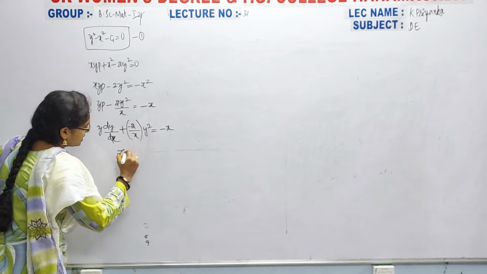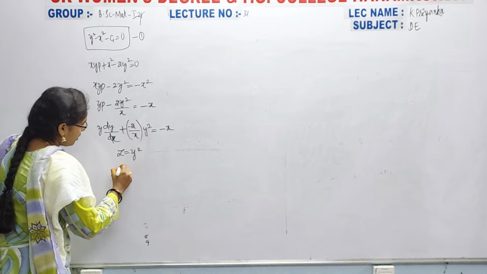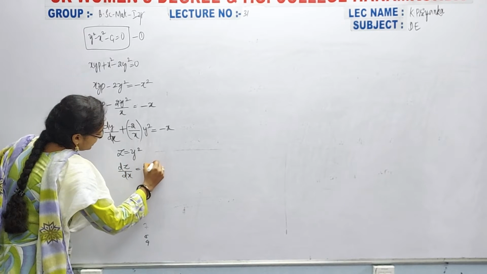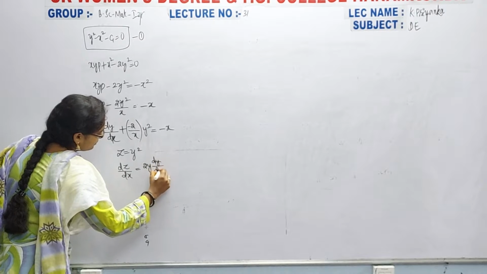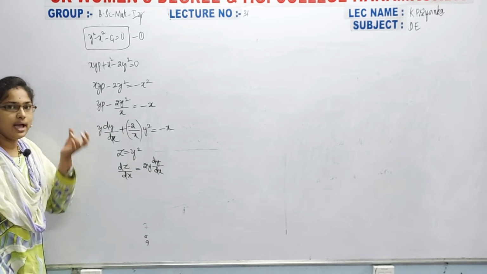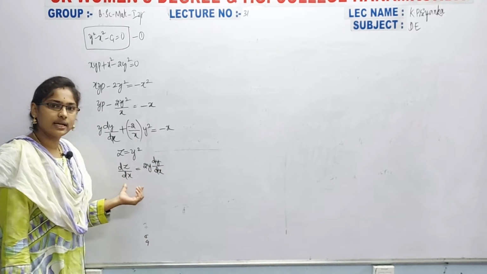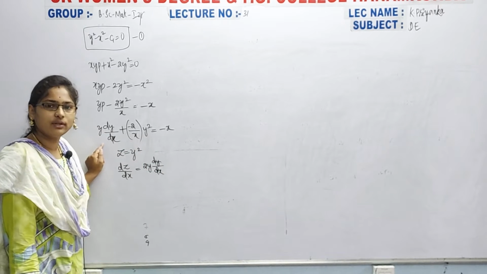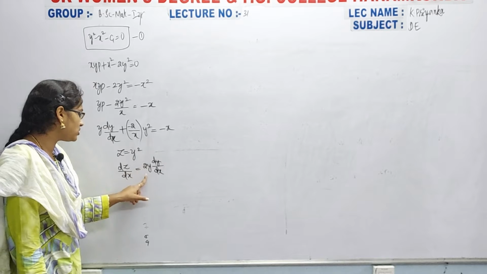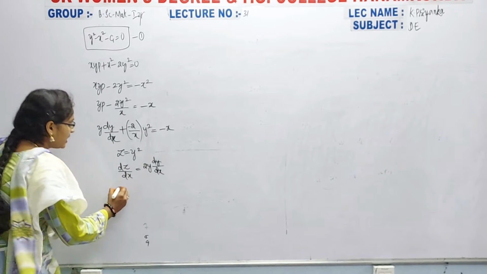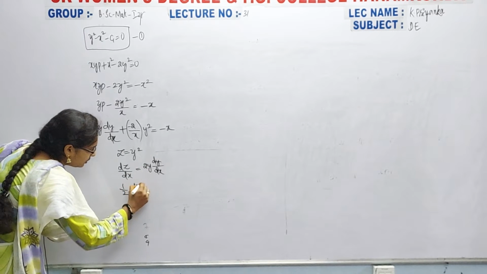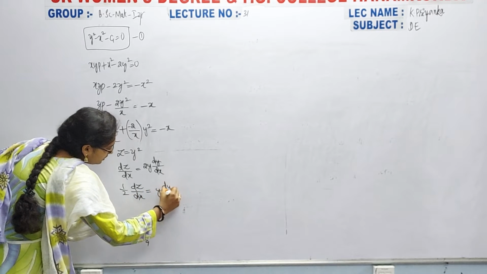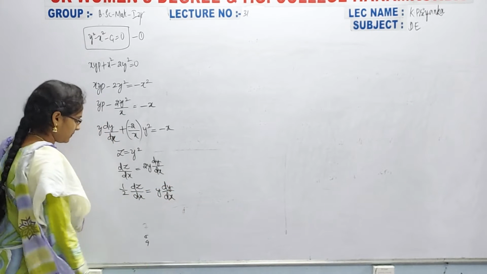You can take z equal to y square. Now what is dz by dx? Differentiate with respect to x. Then dz by dx is equal to 2y into dy by dx. But here what I have is y into dy by dx, so I am taking this 2 to this side. Then I get 1 by 2 into dz by dx equal to y into dy by dx.